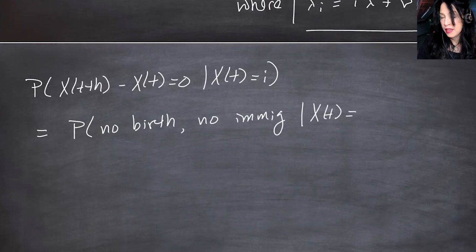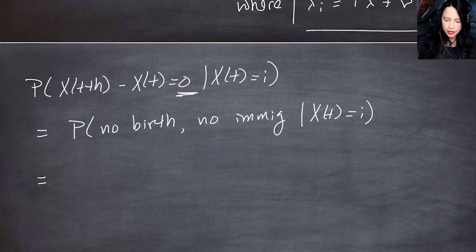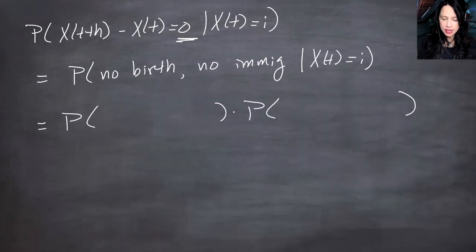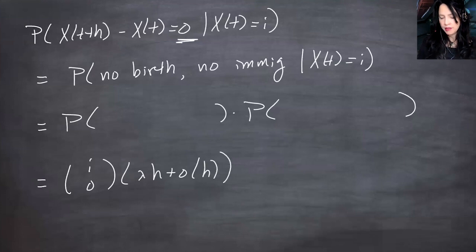When we put death into the mix, then we have more things to consider because you could have a change of size 0 by having no birth and no death, or maybe 1 birth and 1 death, but not like multiple births and multiple deaths. That's all going to be little o stuff. So no birth. These are independent processes. And so the birth process, out of I, we get to choose 0 to give birth. The birth probability in a tiny interval of length h is lambda h plus little o of h.